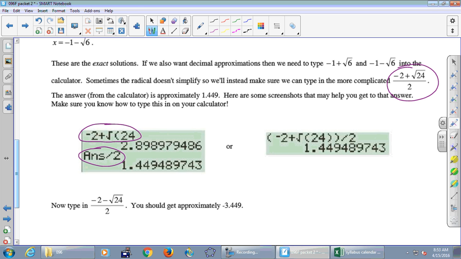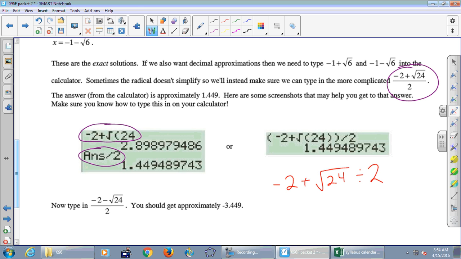The other option is to do it all in one shot. And you can do it all in one shot, but the standard thing, if you do it all in one shot, is wrong. This is the standard thing to type in. Negative 2 plus the square root of 24 divided by 2. After all, that's exactly how I would read it, right? Negative 2 plus the square root of 24 divided by 2. But what does the calculator think you mean? Is the 24 divided by the 2, and that is not what we mean. We mean the whole thing divided by 2.